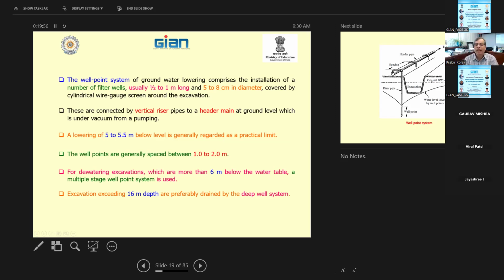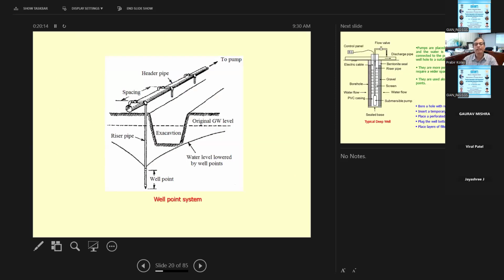Okay. And if you want to lower the water table more than 16 meters, then you have to use the deep well system. So there are the single stage well point and the multiple stage well point. If you want to go deeper, then use a deep well system. This is a well point system, how it looks.